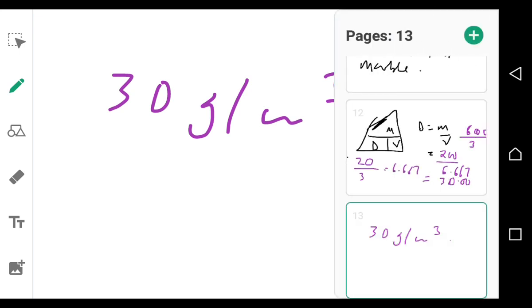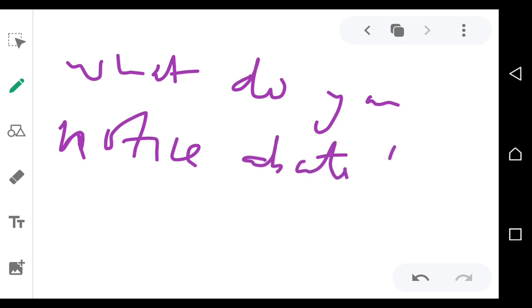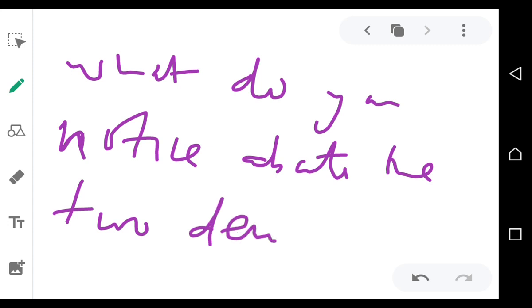What do you notice about these two answers? What do you notice about the two densities?